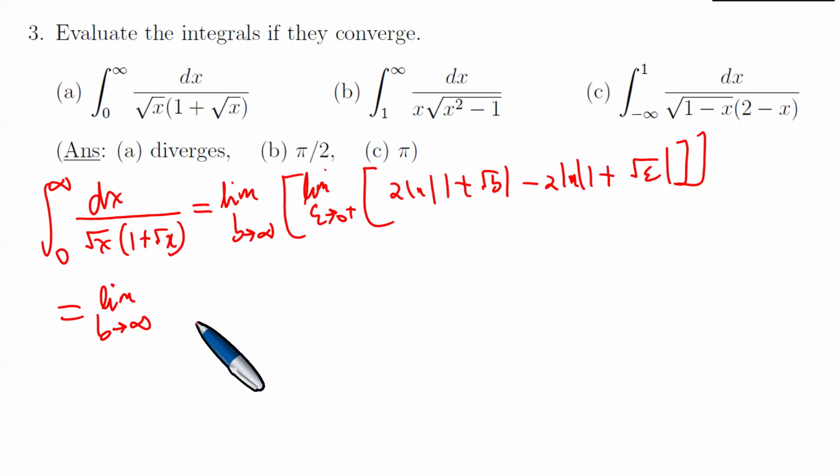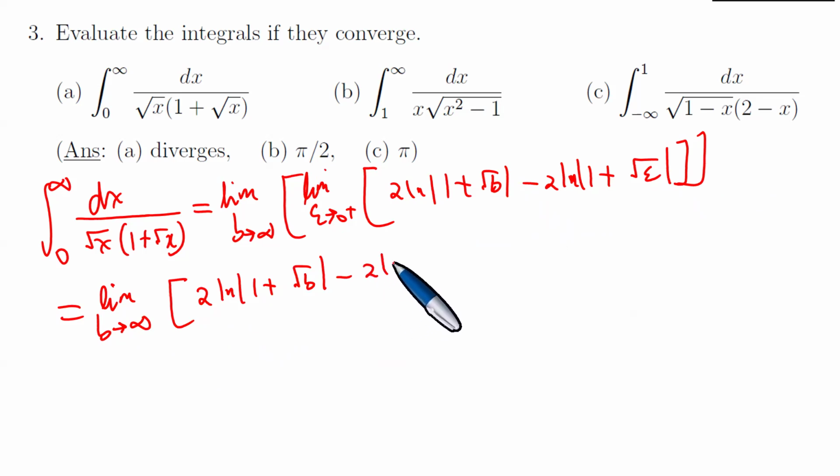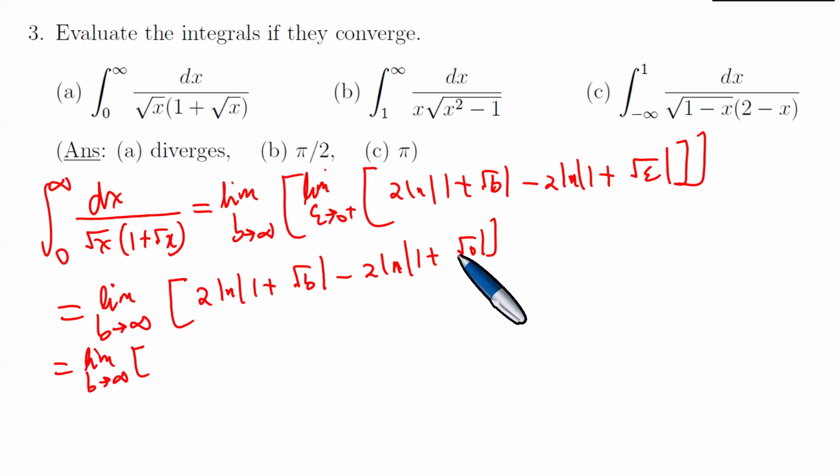Okay, now let's take the limit. First, we take the limits one by one. We're going to take the limit as epsilon approaches zero from the right. So it's going to affect only this one, but the b is not going to be affected yet. So you have 2 the ln of 1 plus the square root of b, minus 2 the ln of 1 plus the square root of zero. So this one becomes zero. Meaning we have the limit as b approaches infinity, just taking it step by step. The square root of zero is 0, so 1 plus 0 is 1. Ln of 1 is 0. So you're only going to be left with 2 the ln of 1 plus the square root of b.